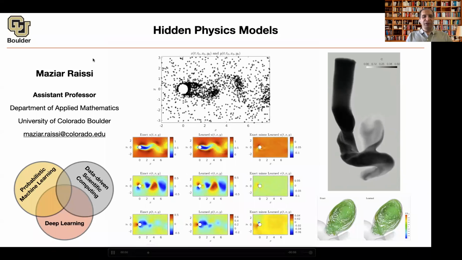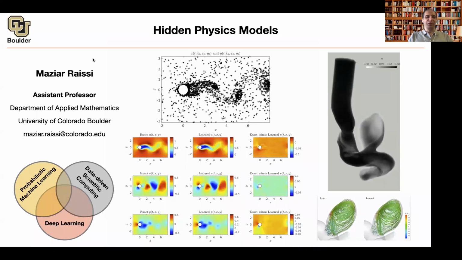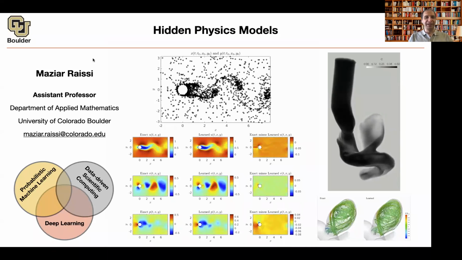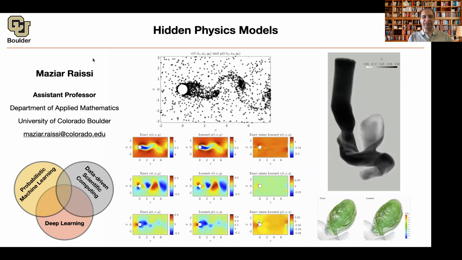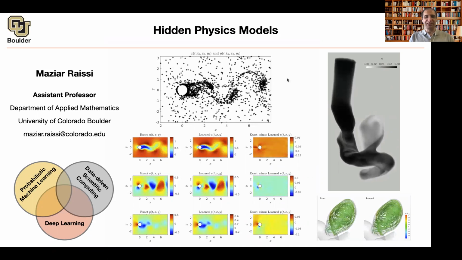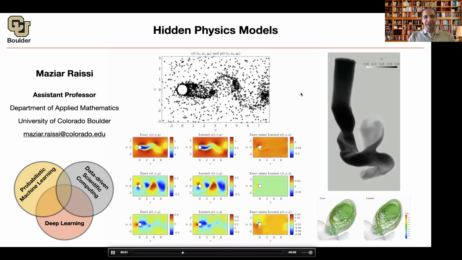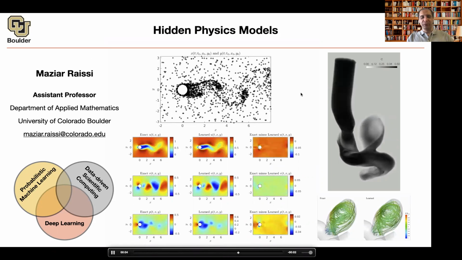So this was an overview of the talk, and I'm going to go into more details in the next few slides. This is going to be mostly mathematical details, not too much math, but enough to justify why we are doing what we are doing.